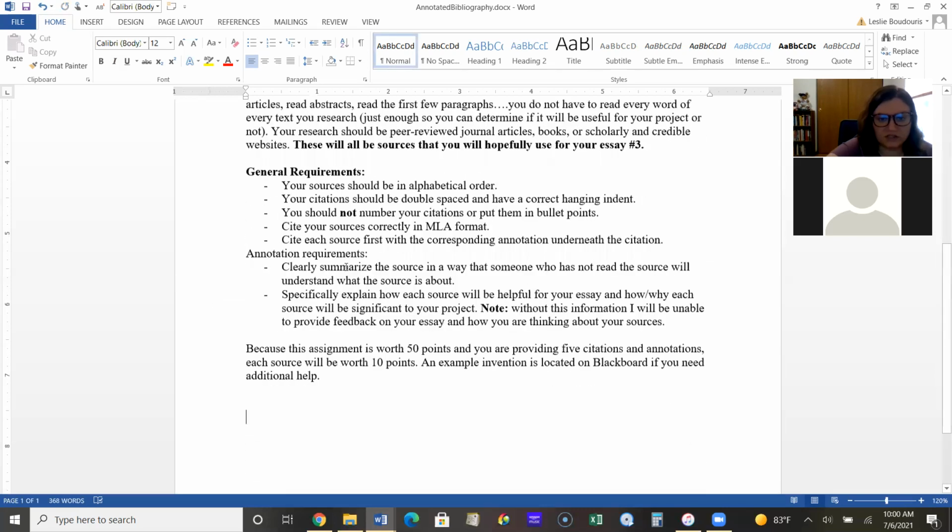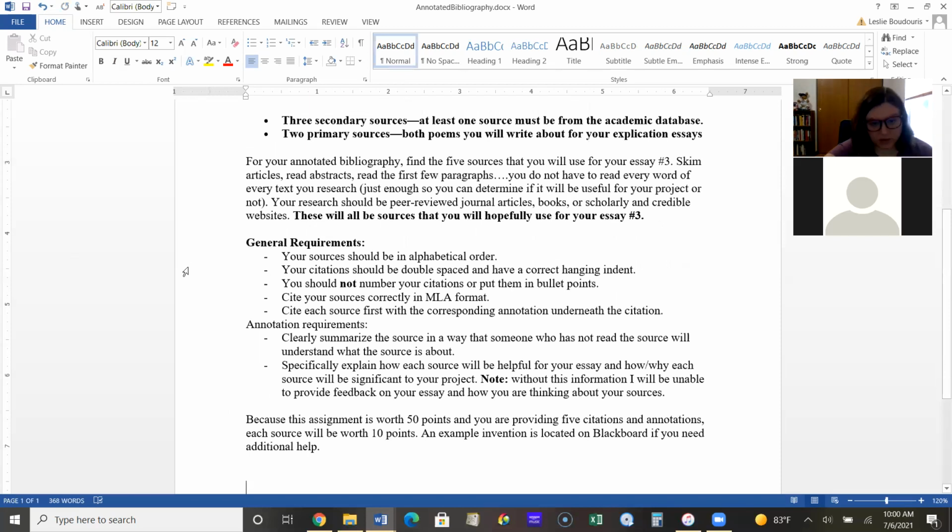For each source, they should be in alphabetical order. You should not double space between your citations, but your citation should be double spaced and should have a correct hanging indent for each one. Do not number your citations or bullet point them. In the past, a lot of people did that and I just said, don't do it, because that's not what you would have in your Works Cited page. Cite your sources in MLA format, not APA. That's also something a lot of people tend to do, APA versus MLA. Cite each source first and then the annotation underneath.